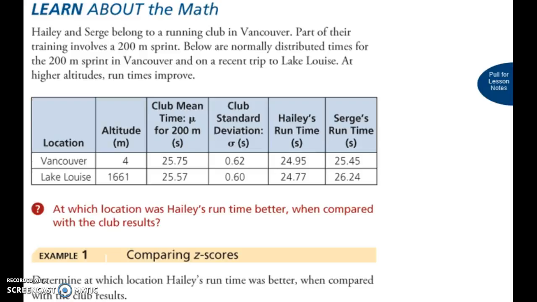So example 1. It says, Haley and Serge belong to a running club in Vancouver. Part of their training involved a 200-meter sprint. Below are normal distributed times for the 200 in Vancouver, and on a recent trip to Lake Louise at higher altitudes, run times improved. Okay, so these are the club times. This is the standard deviation, and these are Haley's times. Okay, so the question says, determine at which location Haley's run time was better when compared with the club results.